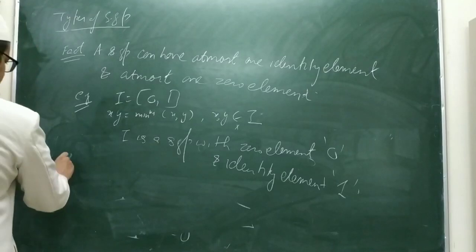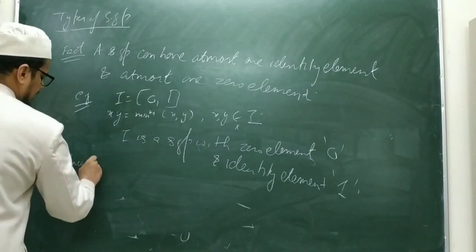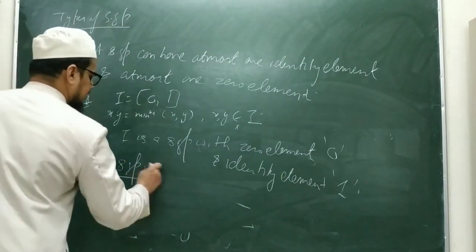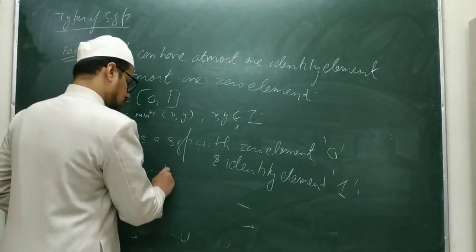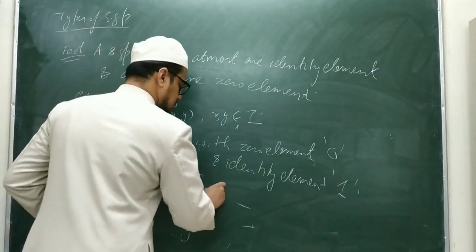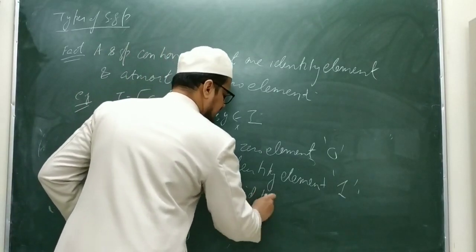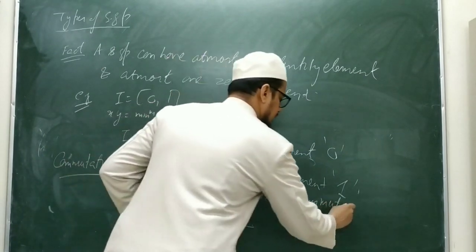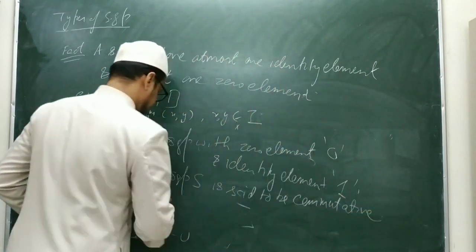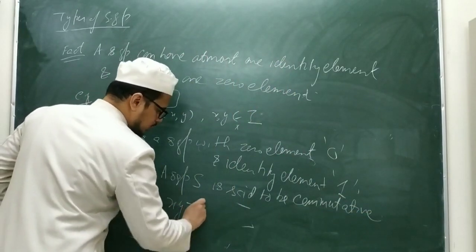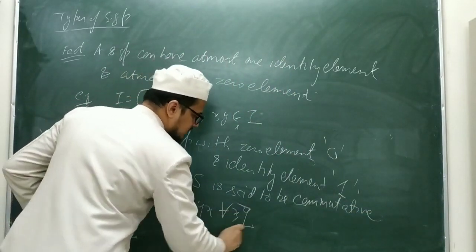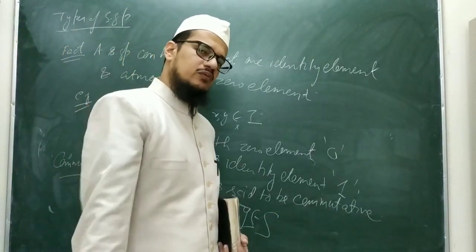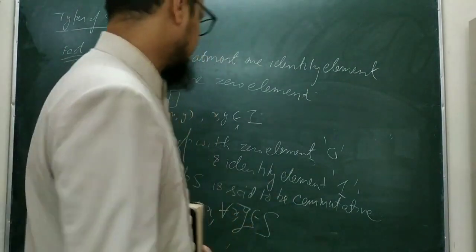Now the next type of semigroup is commutative semigroup. A semigroup S is said to be commutative if xy is equal to yx for every x, y belongs to S. So you can search on your own for examples of commutative semigroups. There are many examples of commutative semigroups.